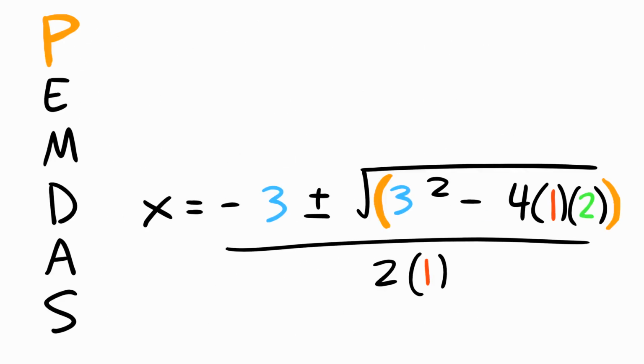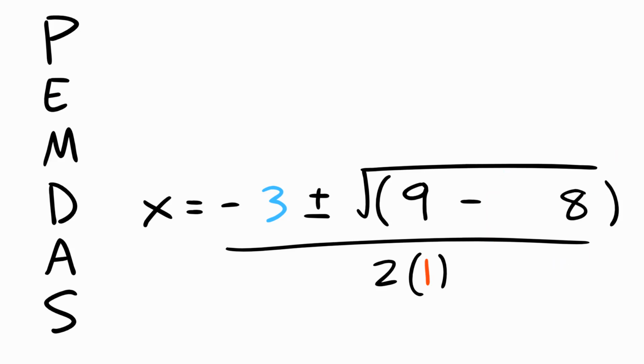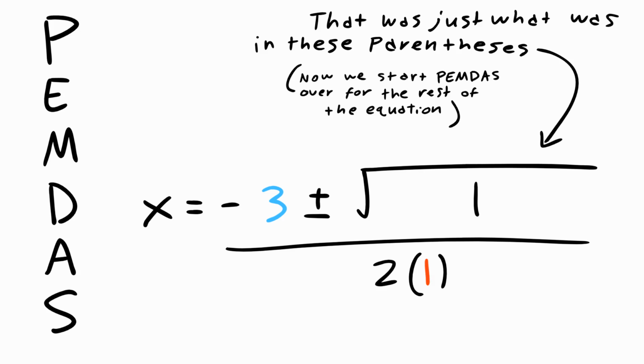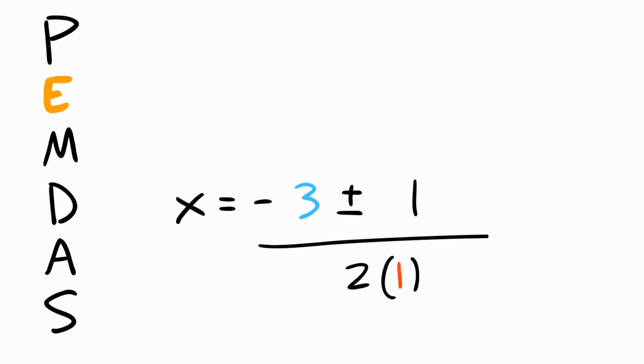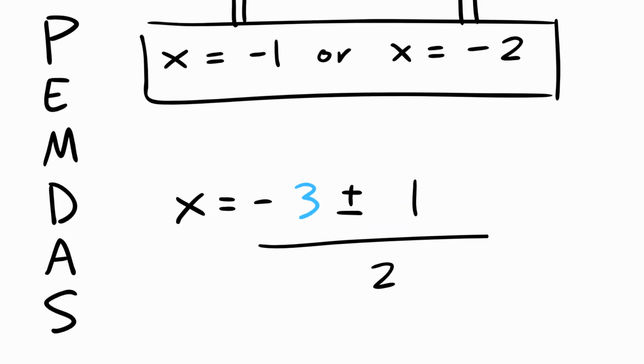So, since this part is in parentheses, we do that first. 3 squared is 9, and now multiplication. 4 times 1 is still 4, times 2 is 8, and 9 minus 8 is positive 1. Square root of 1 is 1, and now we have more multiplication here. 2 times 1 is 2. And now we have that plus or minus thing, right here, which gives us the 2 answers we'll get later.